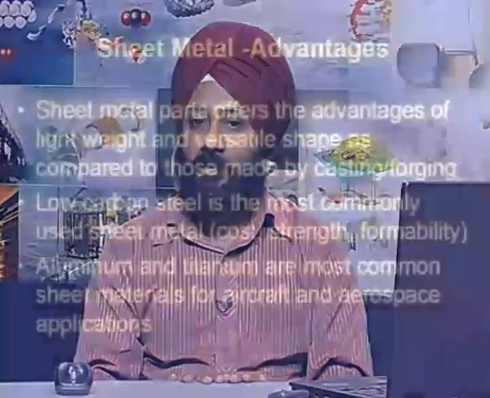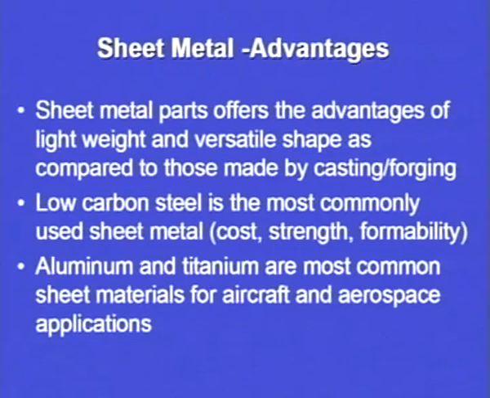Sheet metal parts offer the advantages of being lightweight and having versatile shapes as compared to those made by casting and forging. The products made by casting and forging have relatively higher weight as compared to sheet metal parts. Moreover, the shapes that we can get out of a sheet metal can be completely complex or very intricate. Whereas, if the shape becomes intricate, it becomes difficult to make that product by casting or by forging.